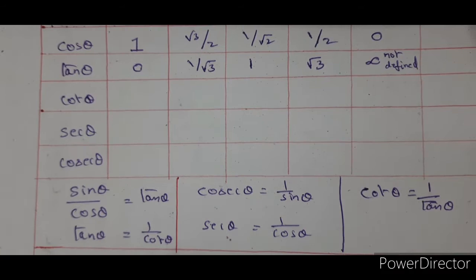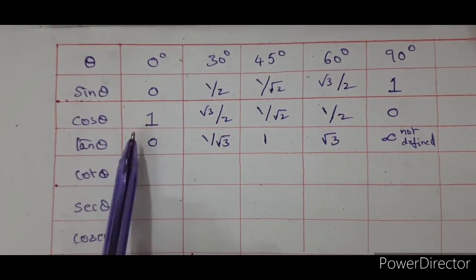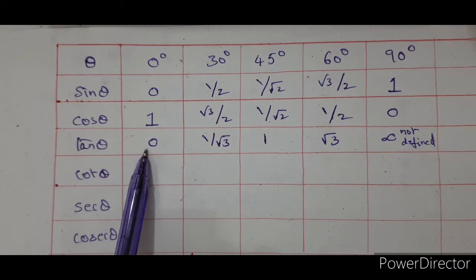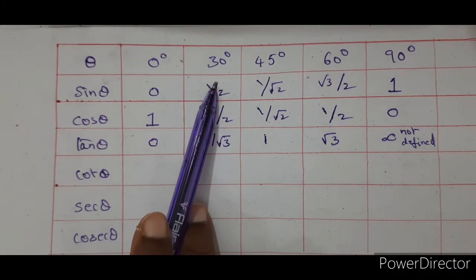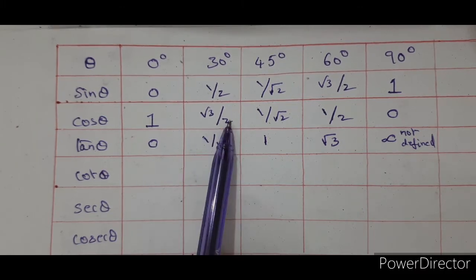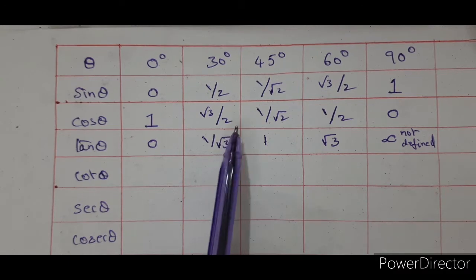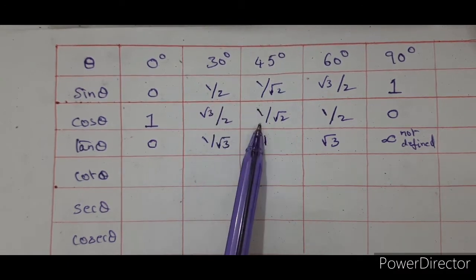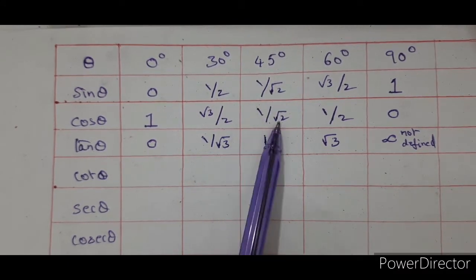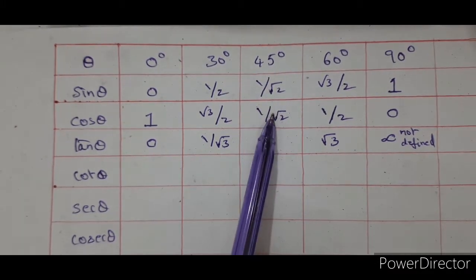We can easily observe that sine 0 we got to be 0, cos 0 is 1, tan 0 is 0. Now sine 30 we got to be 1 by 2, then cos 30 is root 3 by 2, and tan 30 is 1 by root 3. From these we can understand that this is 1 by root 2 and 1 by root 2 for 45 degrees, where at an angle of 45 degrees sine is equal to cos.